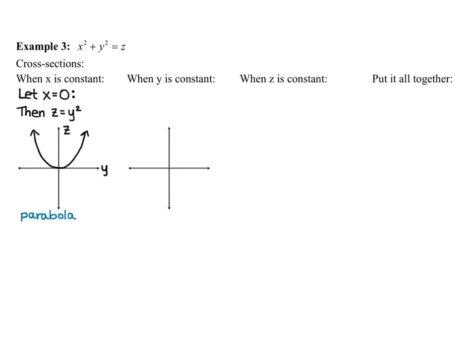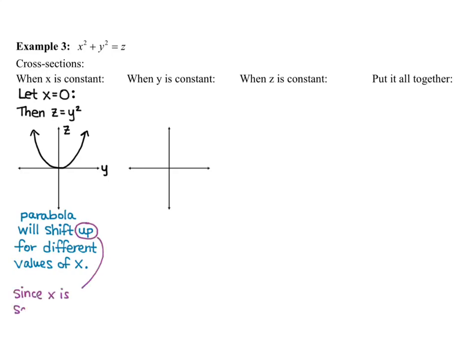So this is a parabola, and it will shift up for different values of x. Now, the reason that it would only shift up is because x is squared, so it will always be positive, so you'd always be shifting up. You would never go below the y-axis.